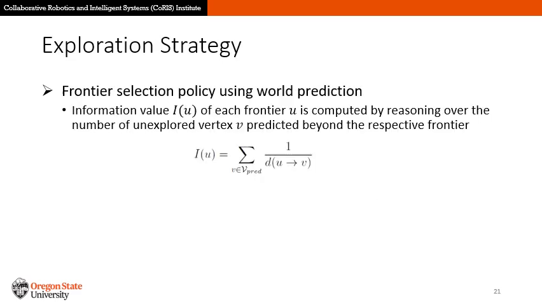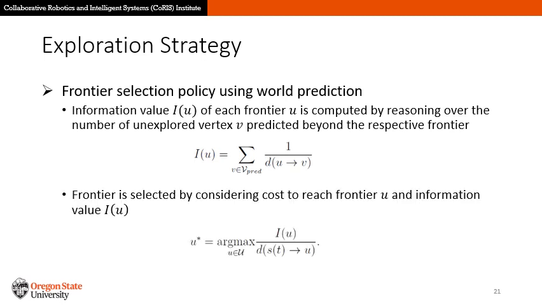We provide information value to each frontier based on the number of unexplored vertices predicted beyond it. We also consider the cost to reach a frontier before making a selection. Intuitively, we want to select a frontier which is closer to the robot and leads to more unexplored regions.